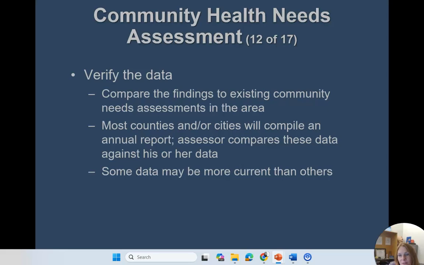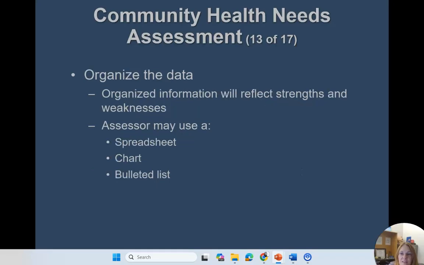Once our map is built, we then have to verify the data. That means checking it against existing county or city needs assessments. Most counties publish these annually. The danger here is using outdated or redundant data. If a new pediatric clinic already fixed asthma ED spikes, we don't want to reallocate any of our resources to that particular problem that has been identified and then solved.